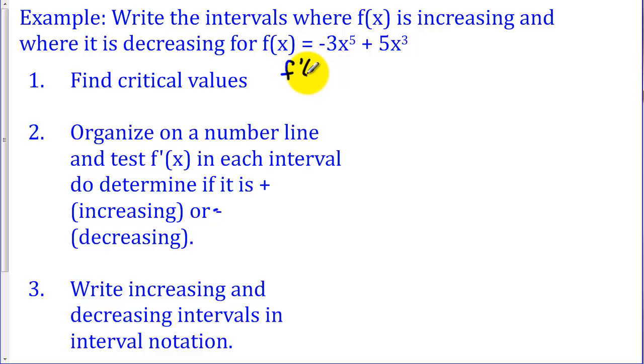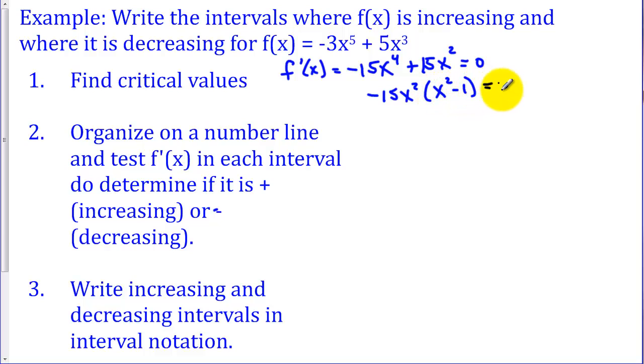So we've got to find f prime of x. So if we take the derivative of this, we've got negative 15x to the fourth plus 15x squared. That's a 15, sorry. And we have to solve that for equal to 0. So we're going to solve by factoring. So I can GCF factor out a negative 15x squared. And I would be left with x squared minus 1. And if we set that equal to 0, we get x equals 0. And if we set this equal to 0, I'm going to get x equals plus or minus 1.